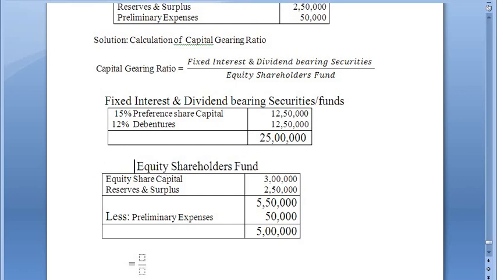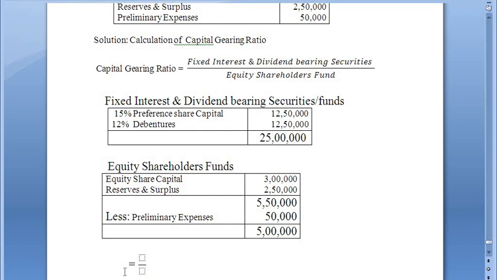Okay, I hope you understood. Equity shareholders funds include equity share capital, and whatever reserves and surplus the firm has. From this total we have to deduct preliminary expenses and goodwill, and whatever balance remains, that is the equity shareholders fund. Okay, so now put both the values into the formula.